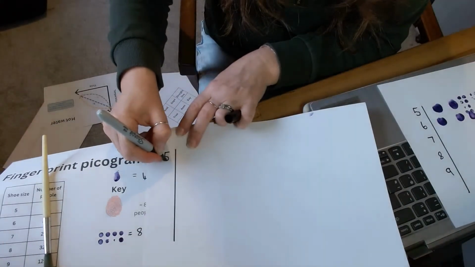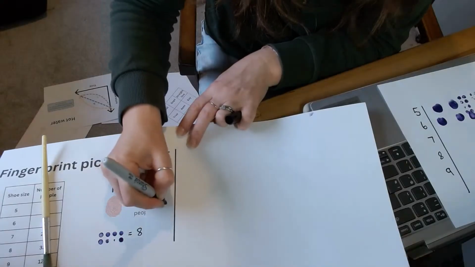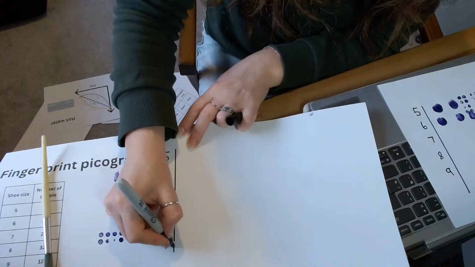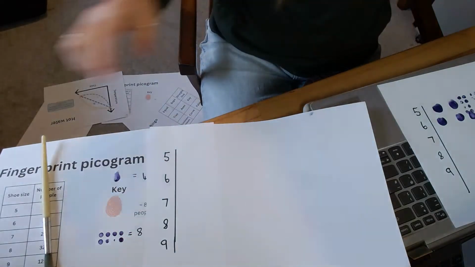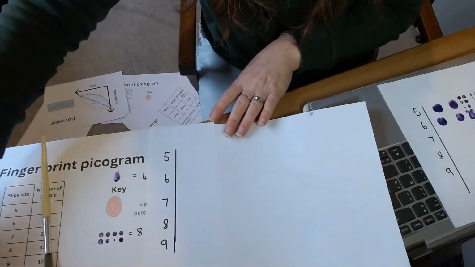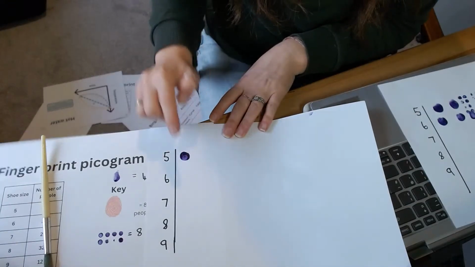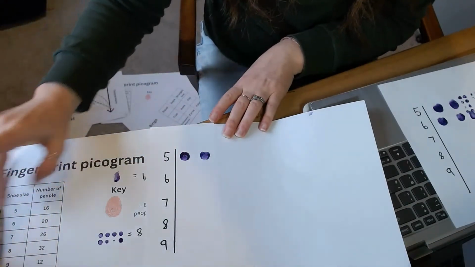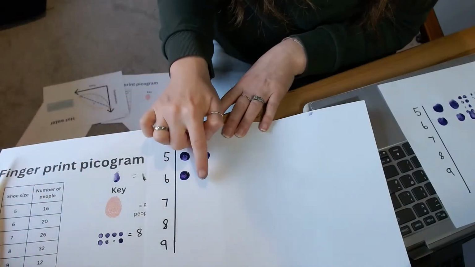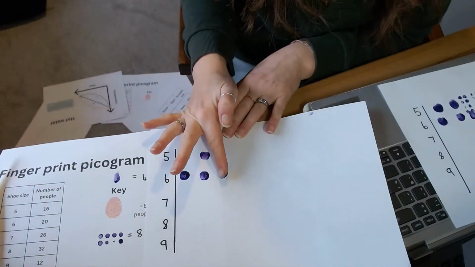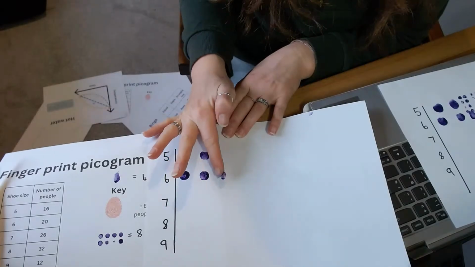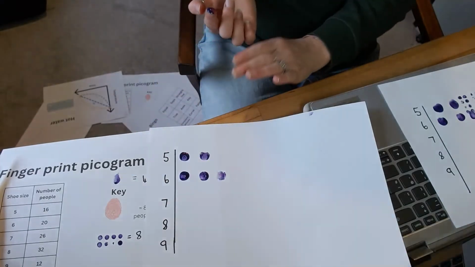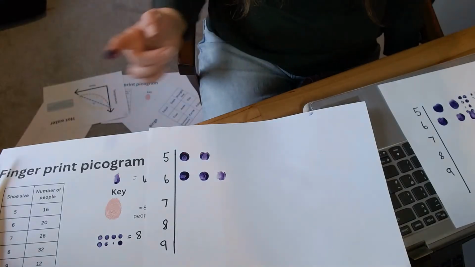So we're going to do 5, 6, 7, 8, 9. And for 5, we needed 2 full fingerprints. So fingerprint here, fingerprint here. For 6, size 6 shoes, we need 20 people, so we did 2 full fingerprints, and then we need a half fingerprint. I'll just put my finger on the side like that, that's a bit better, isn't it? That's a bit more of a half fingerprint. Yeah, are we in agreement? Does that look like a half fingerprint?